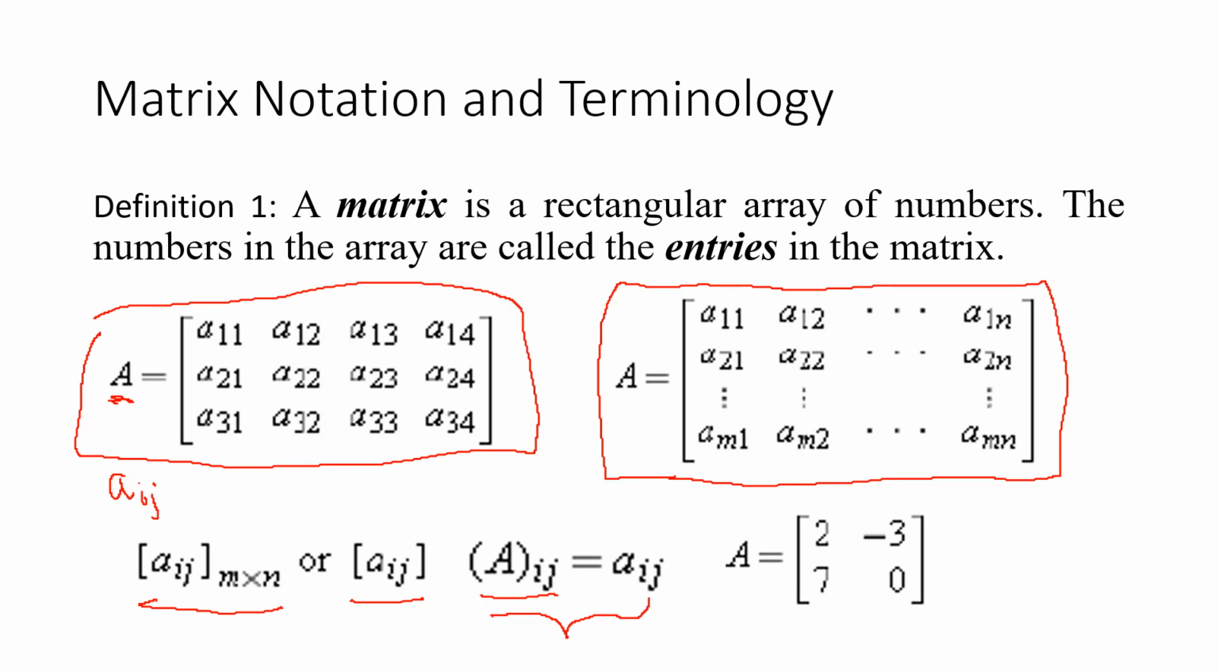For example, let's have matrix A with entries 2, 7, negative 3, 0. If we are looking for the entry a sub 1,1, it means you have 2. Then for a sub 1,2, you have negative 3.